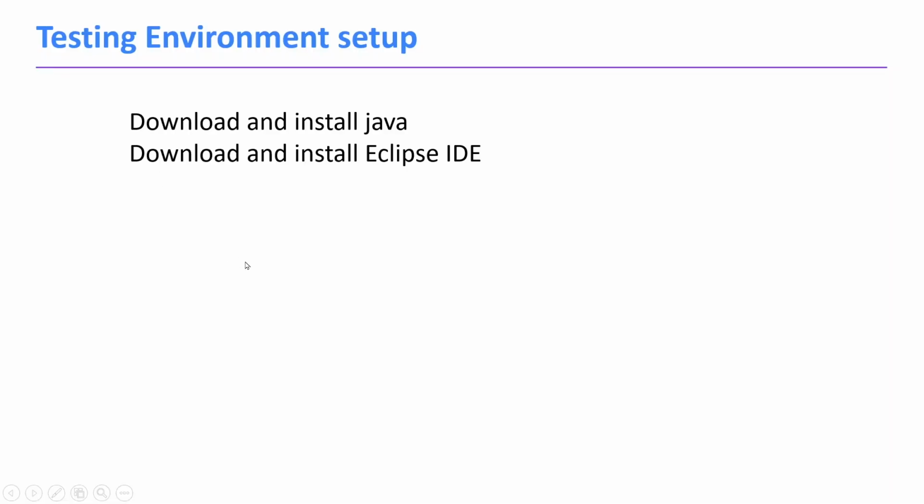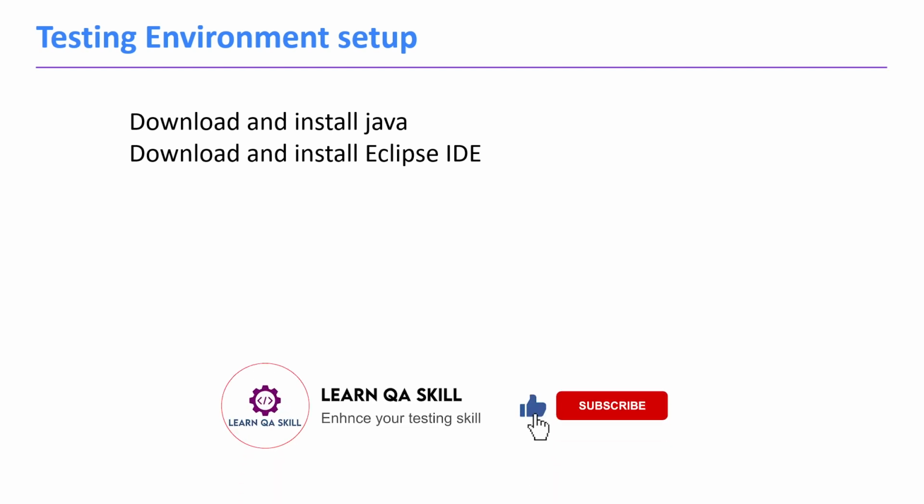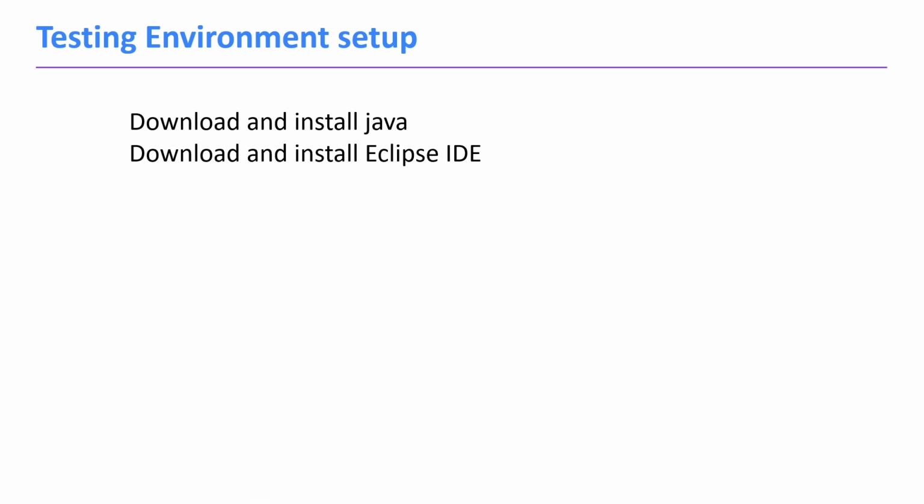To set up a testing environment, first we have to download and install Java, and the next step we have to download and install Eclipse IDE, which we are using for writing and executing the Java code. To download and install Java and Eclipse IDE, I have prepared one document. Let's move to that document and I will show you the process. I will share the same document with you, so you can refer to it to download and install Java and Eclipse IDE on your system.